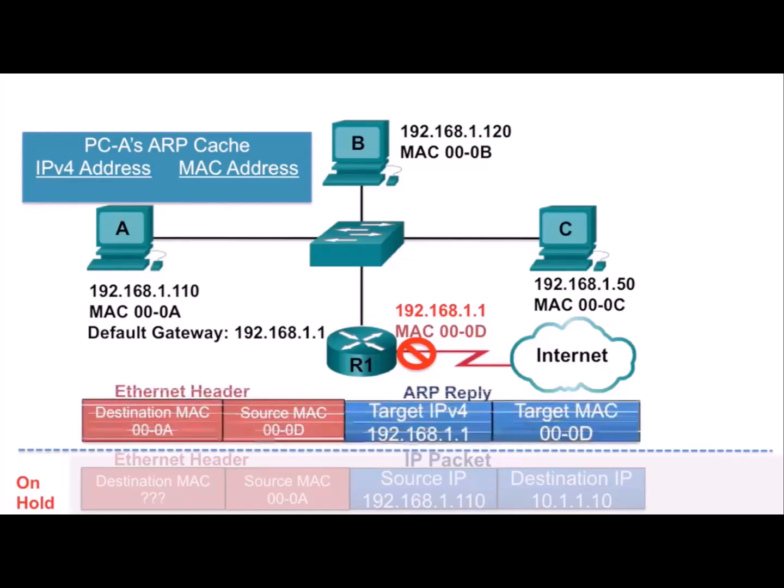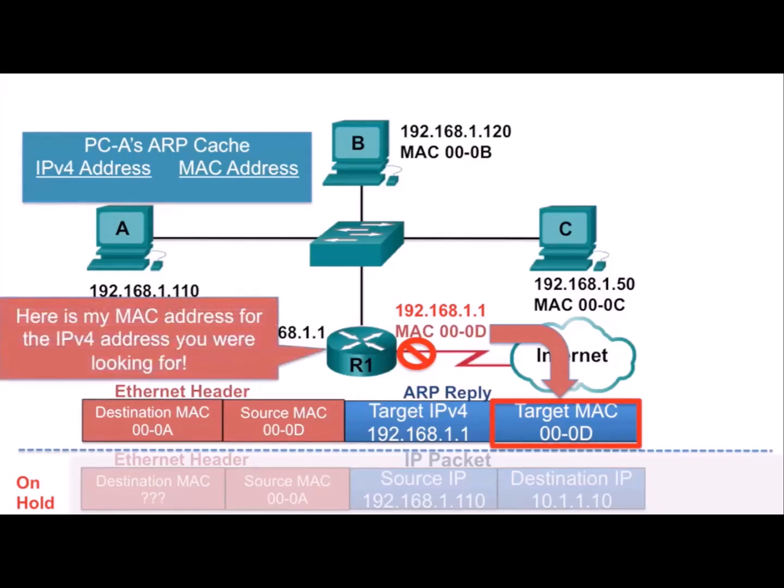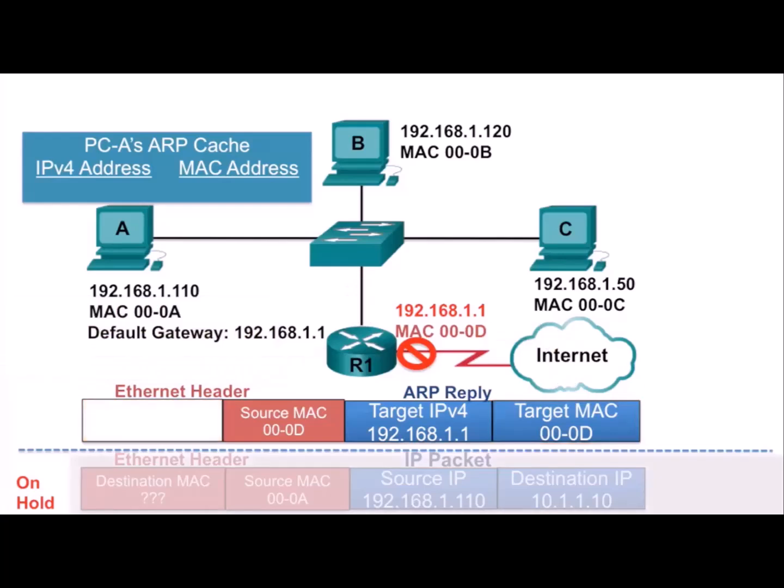So router R1 will issue an ARP reply in response. It will include its own MAC address, 000D, along with its IPv4 address. The destination MAC address of the ARP reply is a unicast directed for PCA. So it is a destination MAC address of 000A, so PCA receives the ARP reply.